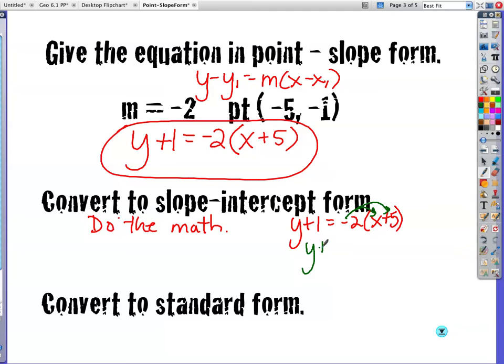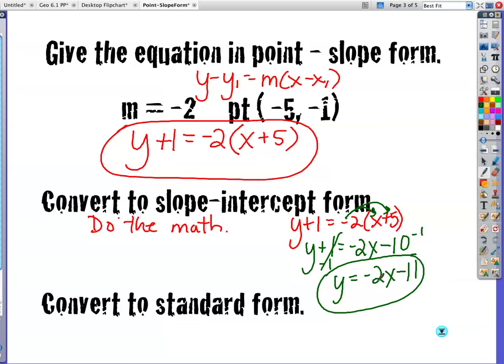So I have y plus 1 equals negative 2x minus 10. Does that look like slope-intercept form yet? No, it doesn't. What do I have to do to make it look like it? Subtract 1 from both sides. You're right. So now I have y equals negative 2x minus 11. That looks like slope-intercept form. Yeah, it does. And I have a slope of negative 2 and a y-intercept of negative 11.